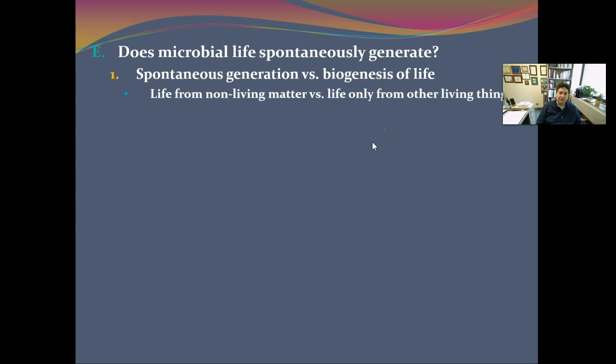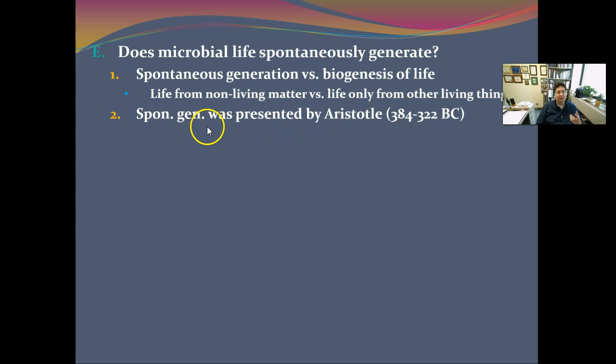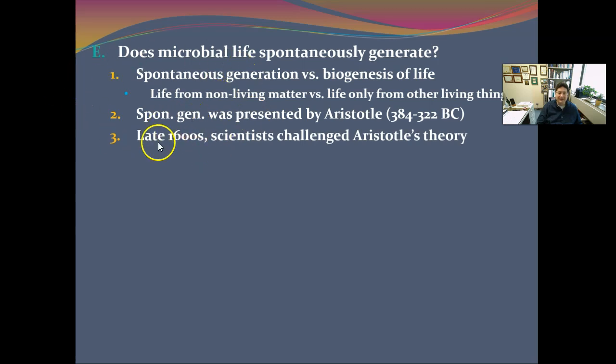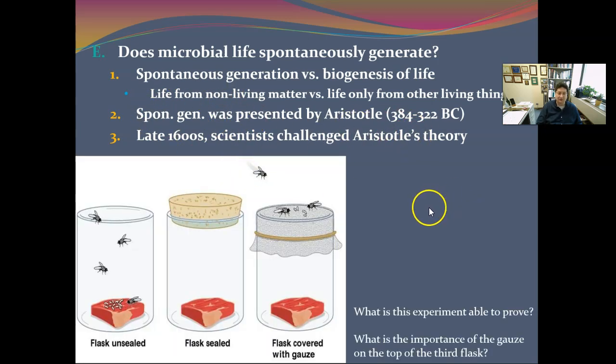So for most of human history, dating back to Aristotle, the ancient Greek philosopher way back, spontaneous generation was what people thought. Now, not for more advanced organisms like humans and some major mammals and animals, but for smaller things like worms and insects and frogs and things like that, the belief was they could spontaneously generate. By the late 1600s, though, and especially into the Golden Age, scientists begin to challenge this idea of spontaneous generation.